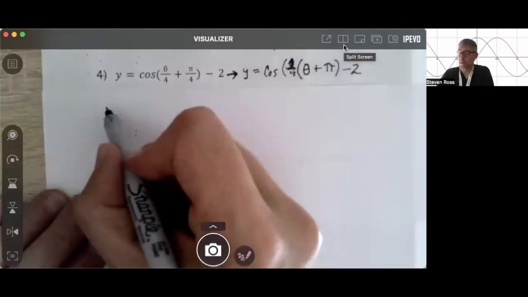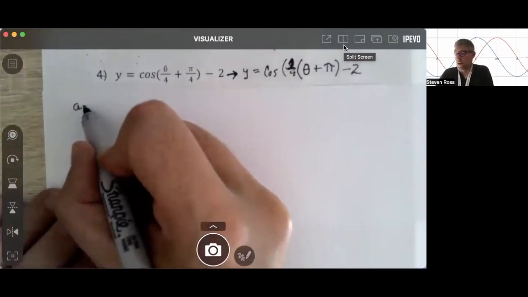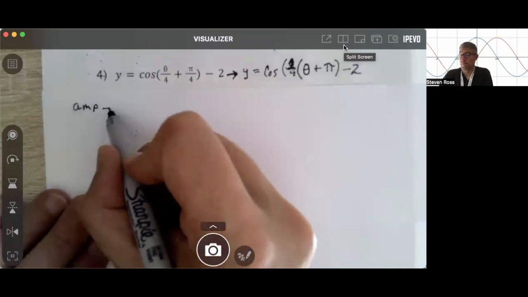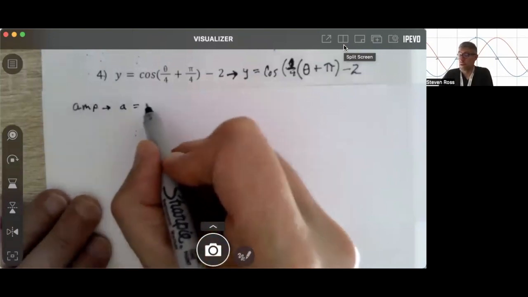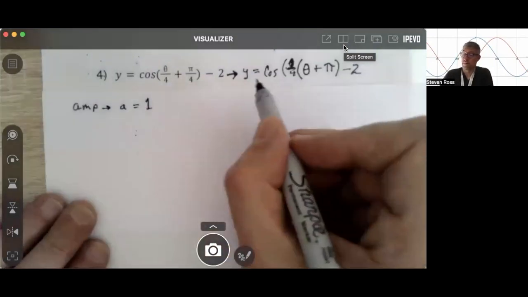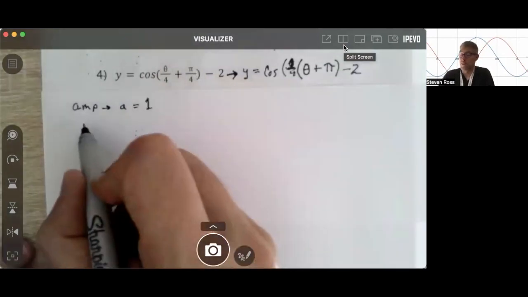So let's go through the different parts. So amplitude A is equal to 1. Goes up 1 and down 1.